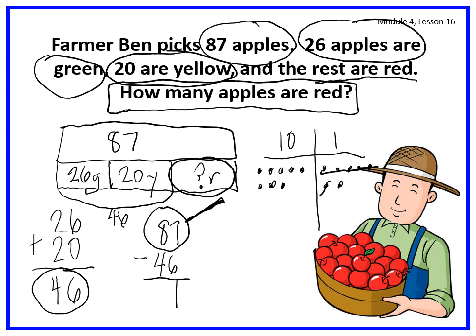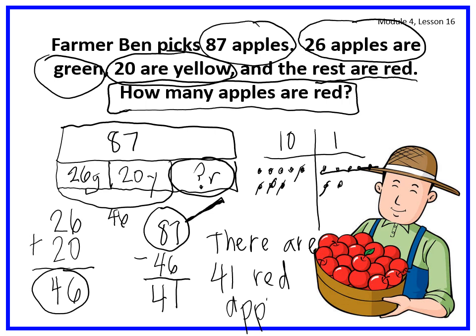And then I need to take 4 tens away. 1, 2, 3, 4. And I'm left with 40. So 4 tens and 1 one is 41. How many apples are red? There are 41 red apples. So I did a couple different ways of addition and subtraction that I've learned, but that's okay as long as you are using any method that works best for you is what we would like.